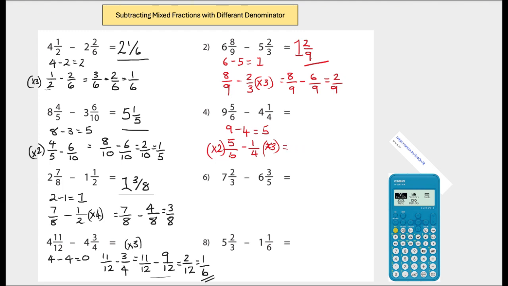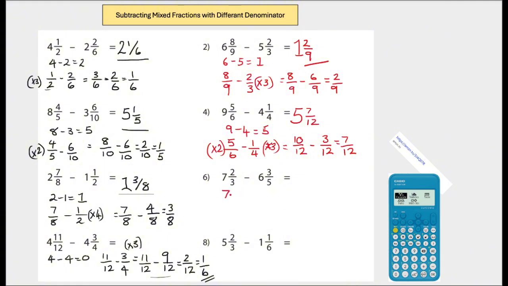So let's try this out. 2 times 6 is 12. Perfect. 2 times 5 is 10. And then we're going to subtract 3 times 4 is 12. So that's perfect. And 3 times 1 is 3. So the new fraction is 7 over 12. And then we're just going to pop it all together. And the answer is 5, 7 over 12.